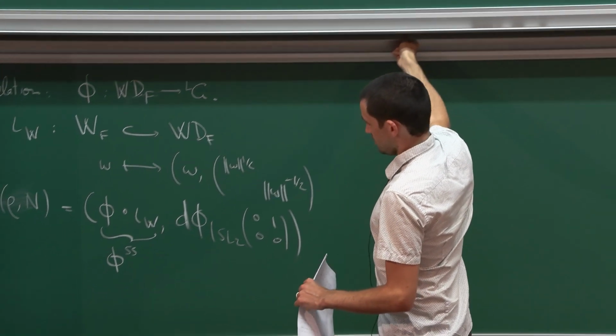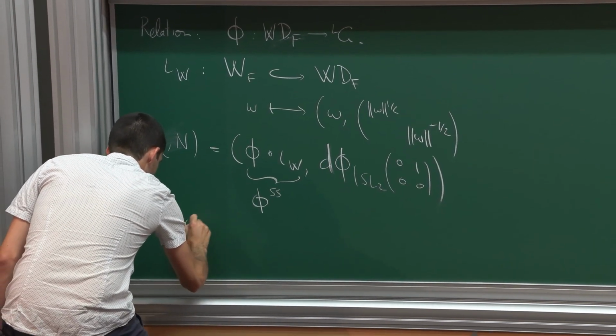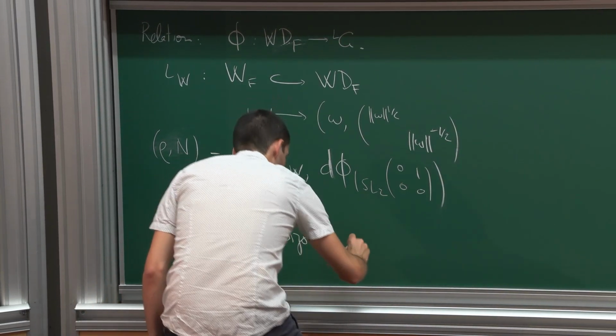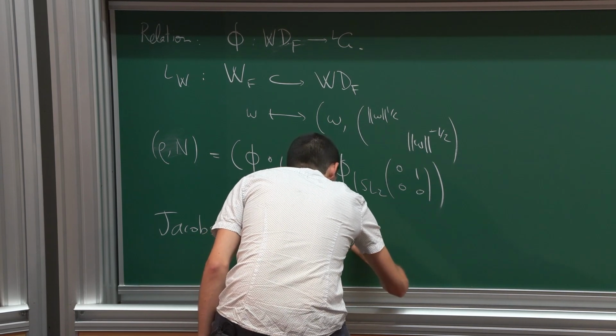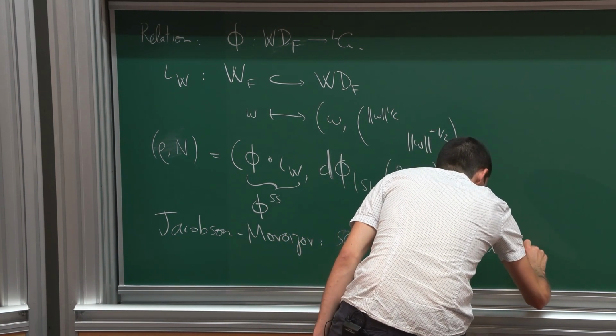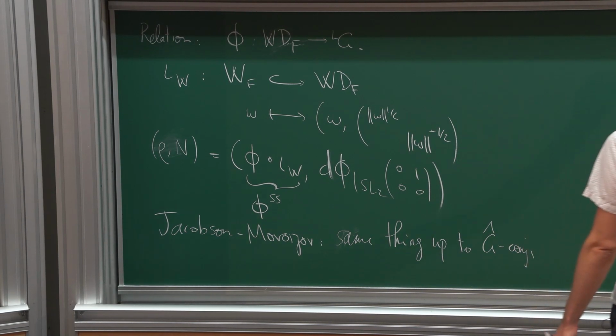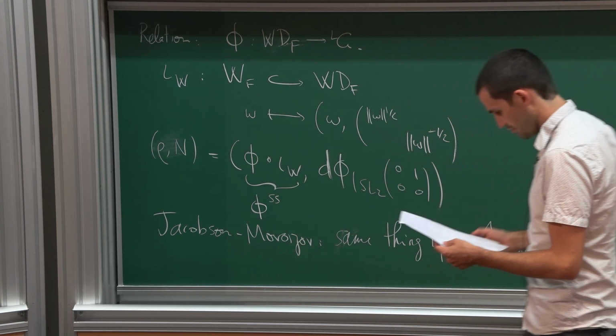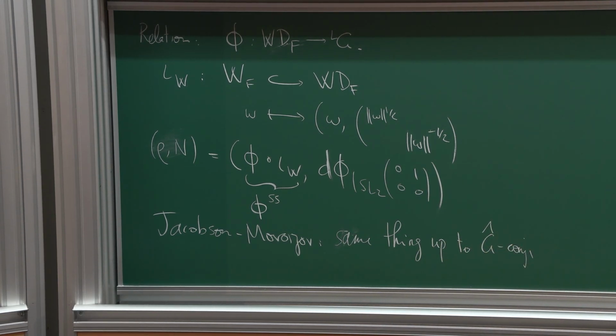And essentially by Jacobson-Morozov, these are really the same thing up to conjugacy by G hat, sorry. Okay, and well, there are reasons to prefer one or the other depending on the context, but we'll mainly use just the Weil group and sometimes the semi-simplification. All right.